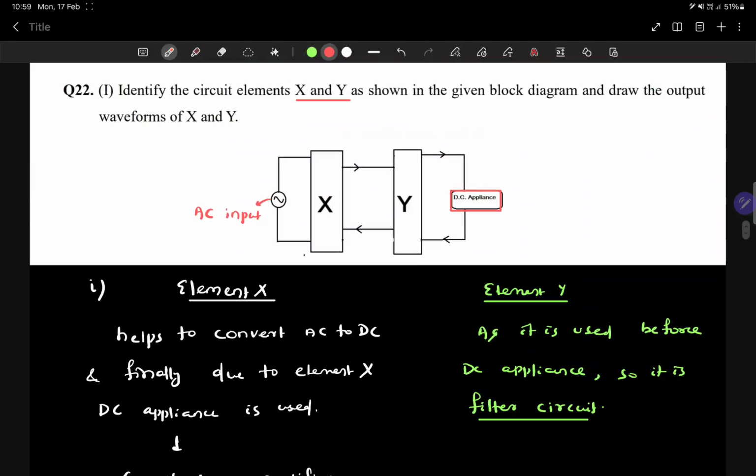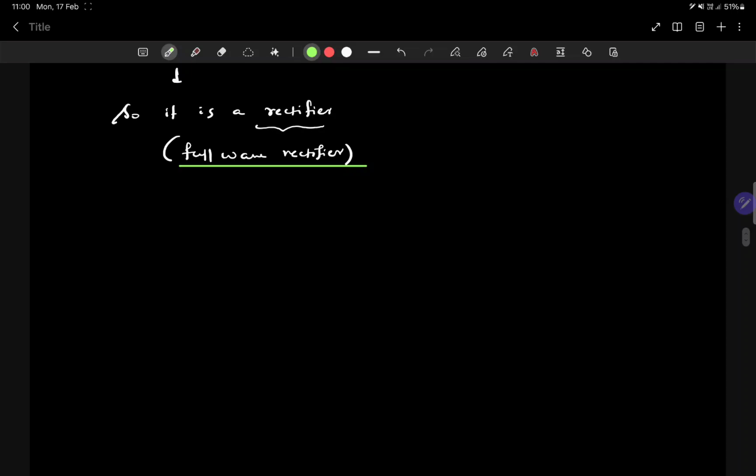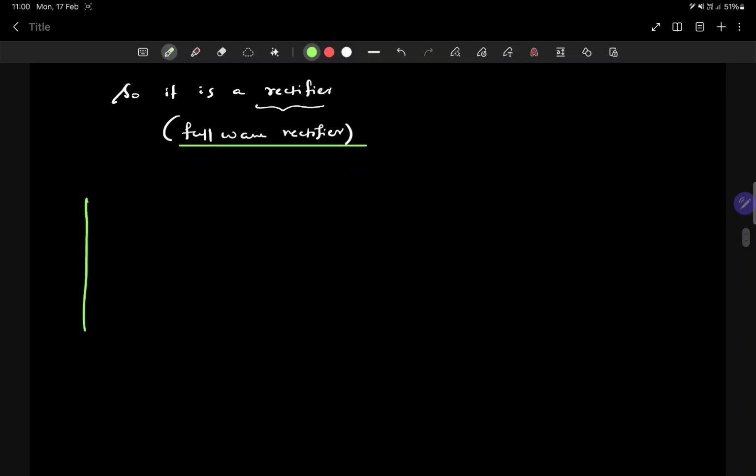Again, it is asking to draw the output waveforms of X and Y. Okay, we have to draw output waveforms of X and Y. So element X output wave, this is your full wave rectifier. So the output waveforms will be like this. This is our output waveform. Okay, this is V out and this is time t in case of element X.